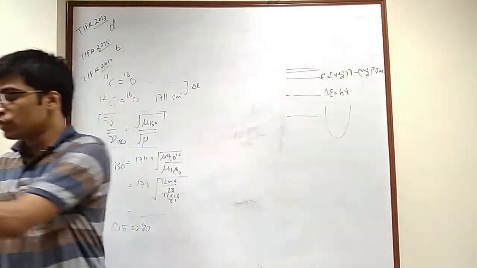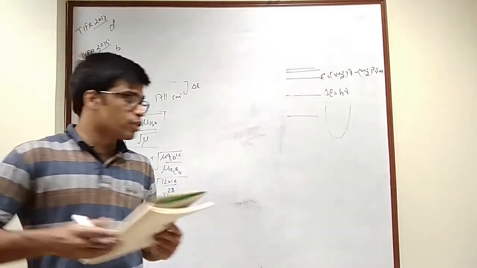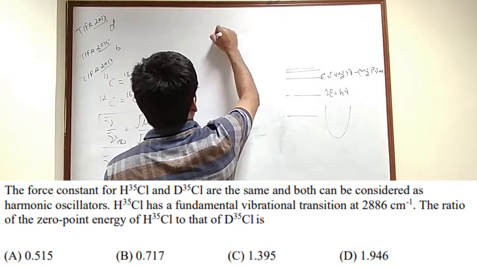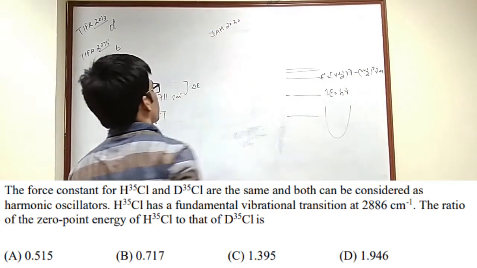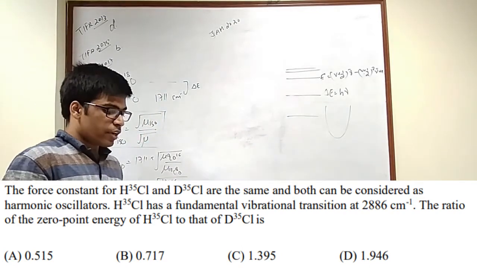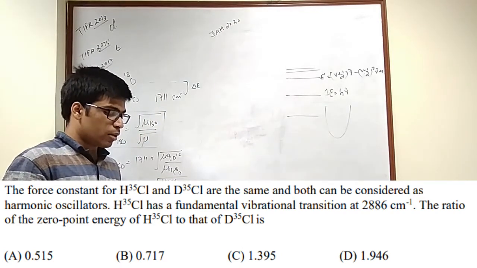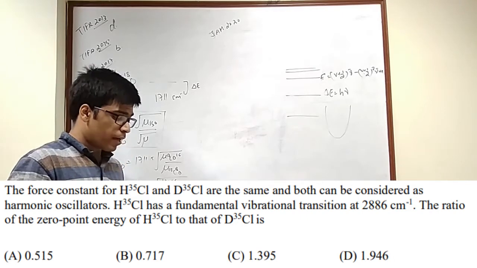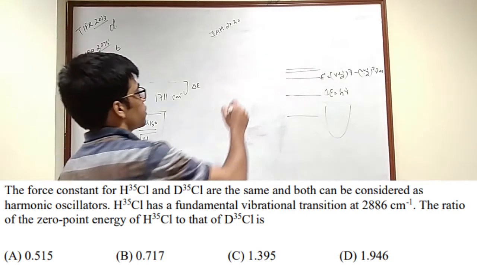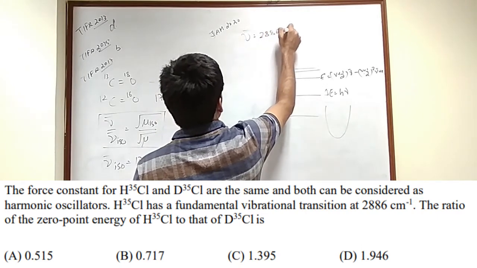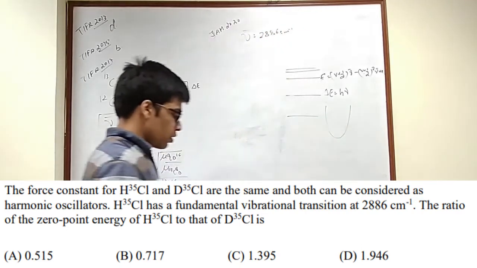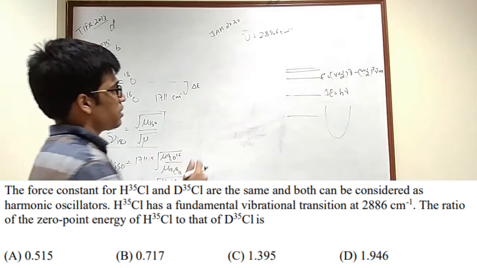So I think that's all the questions from TIFR. We have a few questions from IIT JAM, starting from JAM 2020. The force constant for HCl and DCl are the same, and both can be considered as harmonic oscillators. HCl has a fundamental vibration given as 2886 centimeter inverse. Now you are asked the ratio of zero point energy of HCl and DCl.